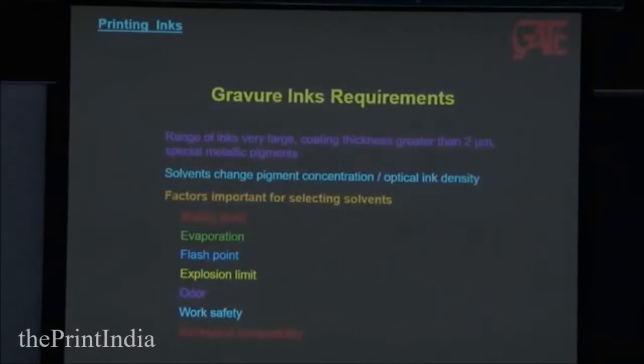The gravure ink requirements: the range of ink is very large. Okay, coating thickness greater than 2 microns. Special metallic pigments we use many times. Even here, we have people who are printing certain cosmetic boxes by offset. Thereafter, they deposit the metallic ink on a sheet-fed gravure. And people like Parksons or others have sheet-fed gravure.